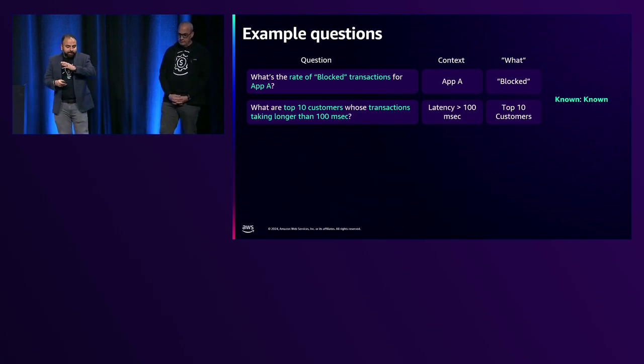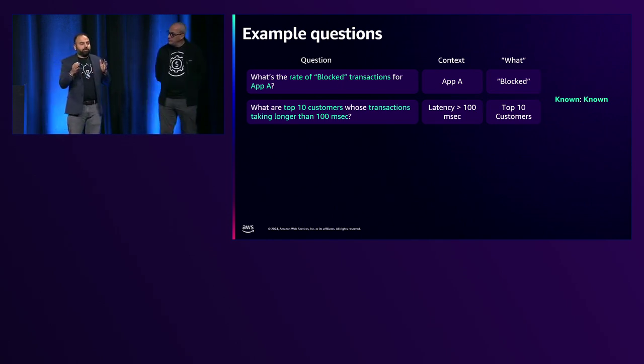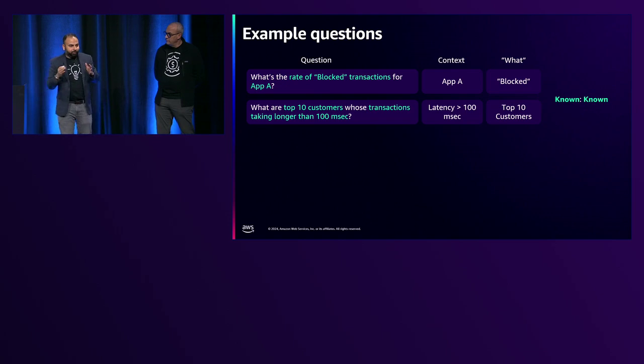So this is, taking it one step further, the two things: the what and the context. In this case, we knew both of them. We knew what we wanted to learn, and we knew the context in which we wanted to learn it. So we'll describe these kinds of questions as known knowns, right? These scenarios, you already know what you want to learn.